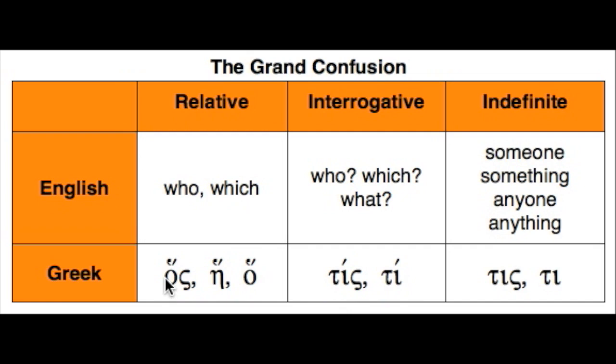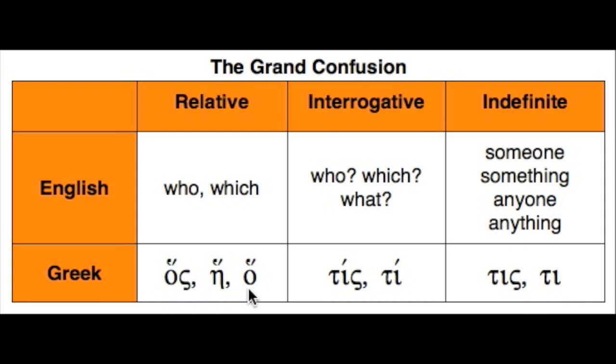The relative pronoun is some form of ho, he, ha. Always a rough breathing mark and an accent, right? The interrogative pronoun in Greek will be some form of tis with the accent always over the first syllable. And then the indefinite pronoun looks a lot like the interrogative except no accent on the first syllable.